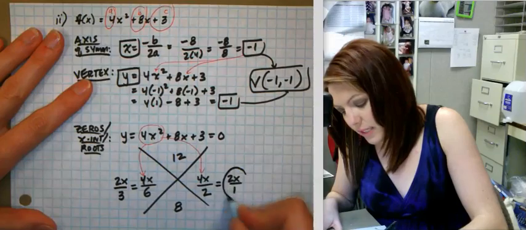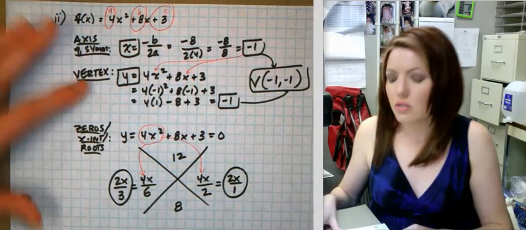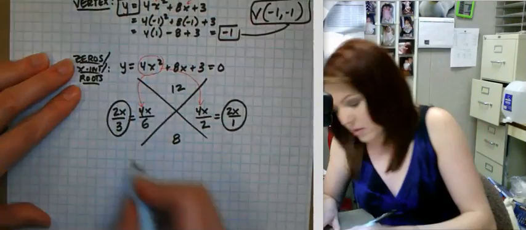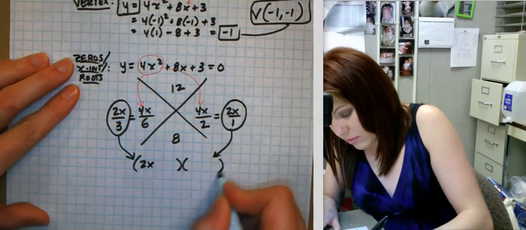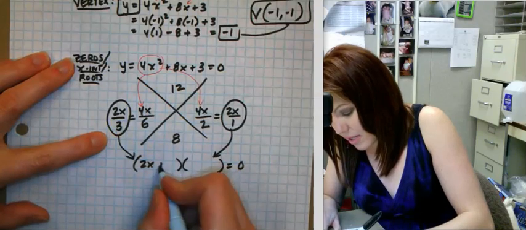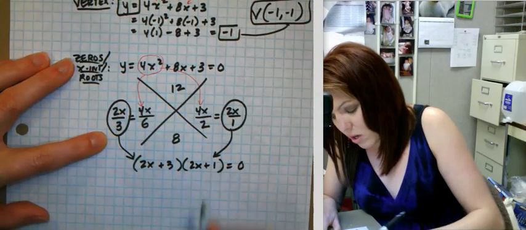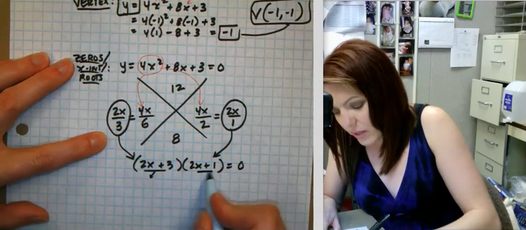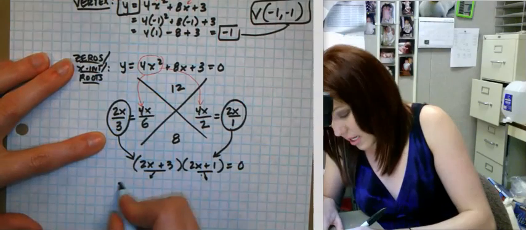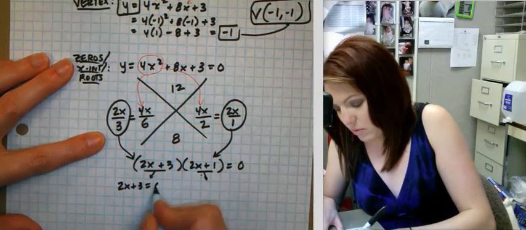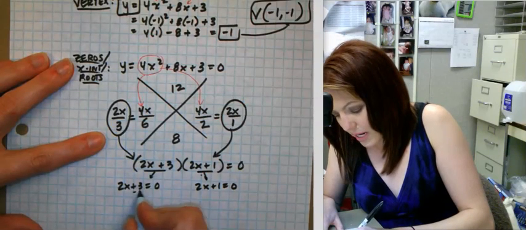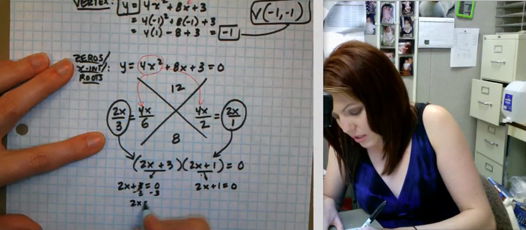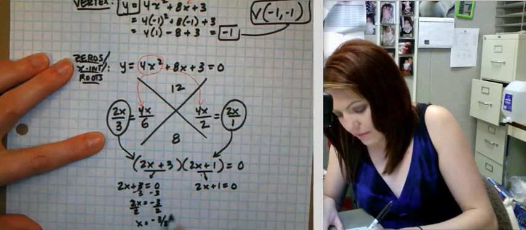Once you've completely reduced them, circle your factors, and those become the equations that we use for our factors. So 2x plus 3 and 2x plus 1, and then we set each of these equations equal to 0. Good, make sure you guys can see it. So 2x plus 3 equals 0, and 2x plus 1 equals 0. If we rearrange, 2x equals -3, x equals -3 halves.